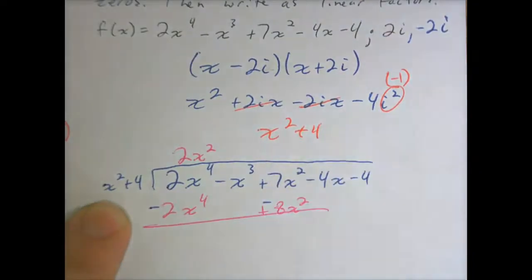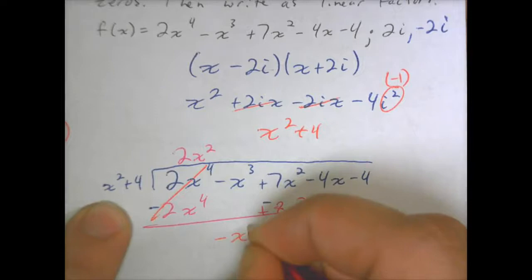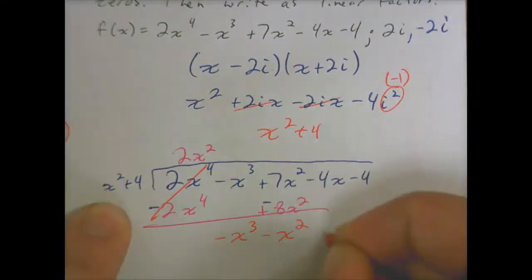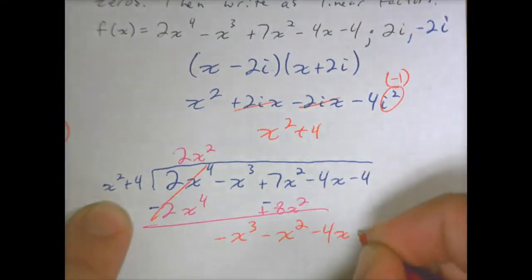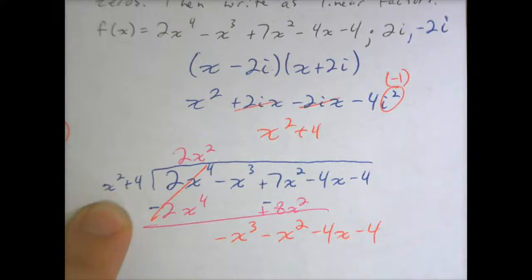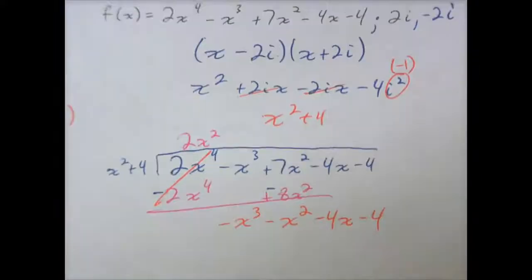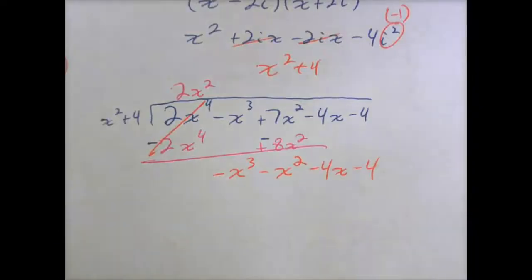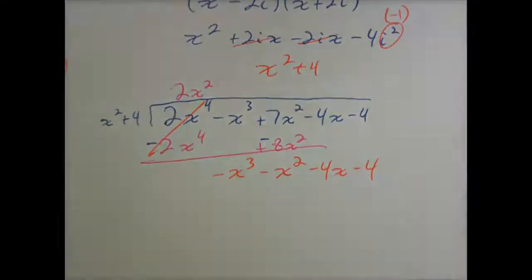That goes away. Negative x cubed. We got rolling carts. I didn't put out my recycling. I'm sorry. Okay, thank you. Yes, ma'am, thank you. Have a good day. I'm so sorry.